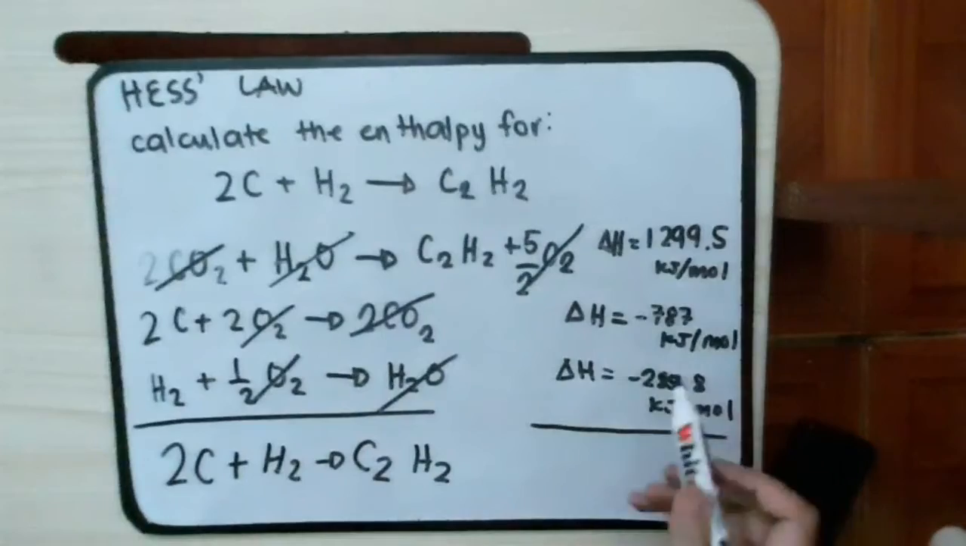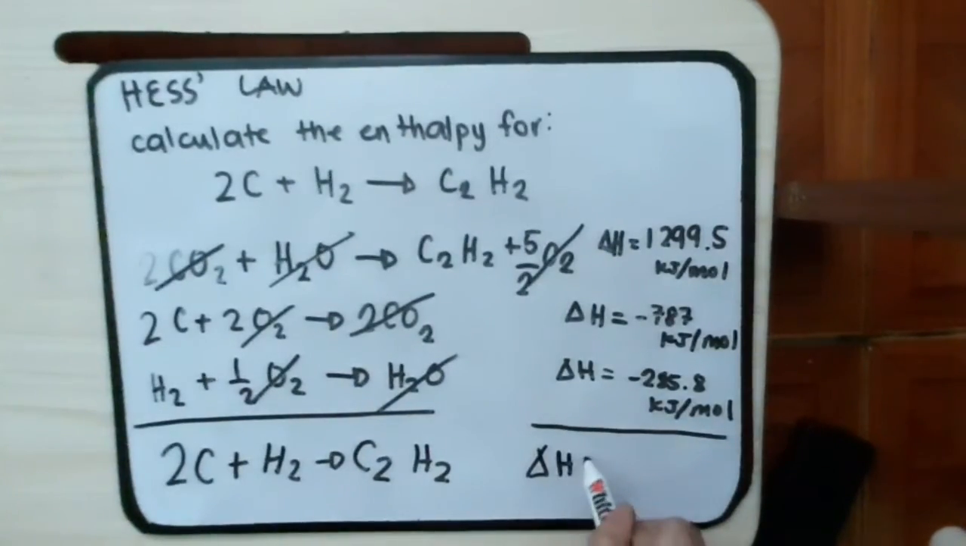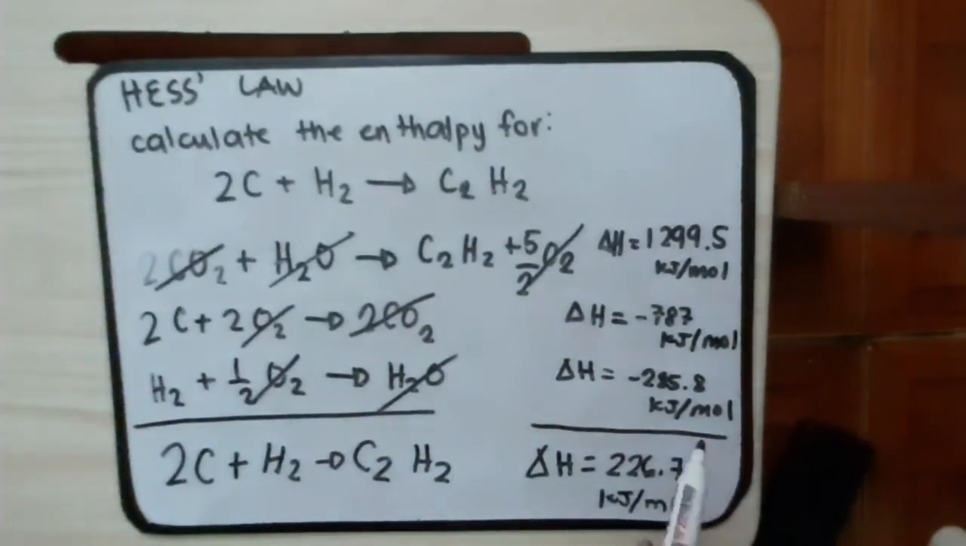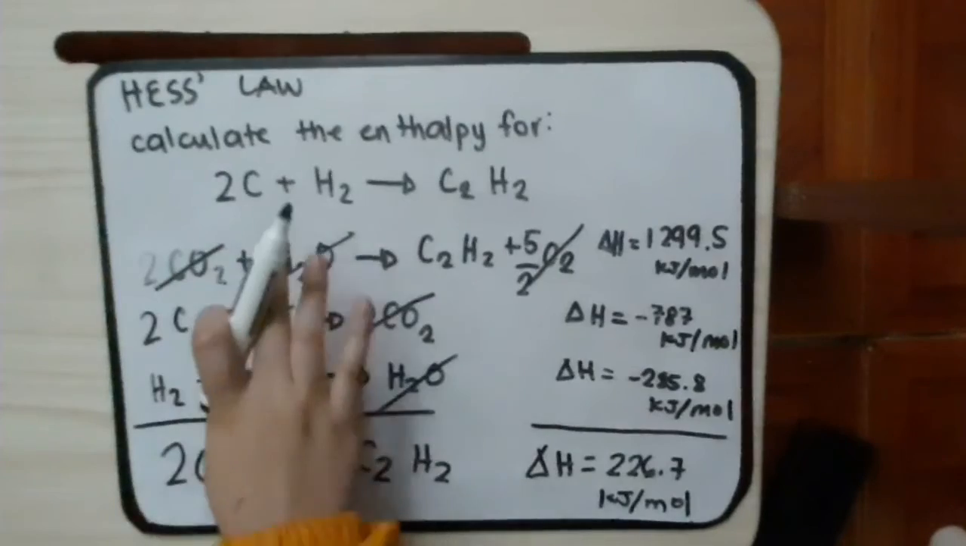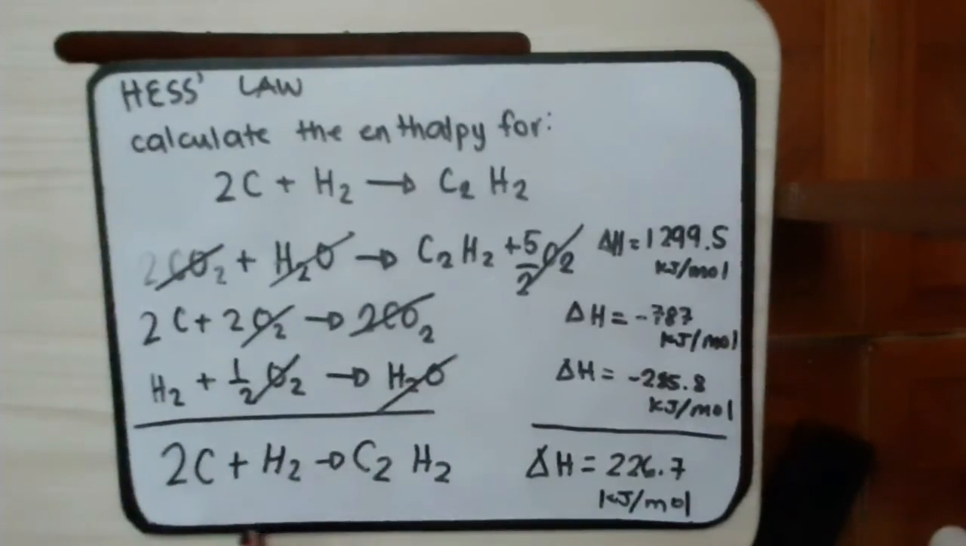And then adding all of this up, we will have the enthalpy of 226.7 kilojoules per mole. As we can see, we have retained this for this equation here and the equation here, showing that we have done the equation the correct way.